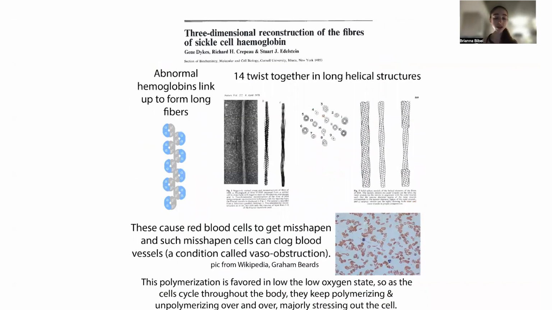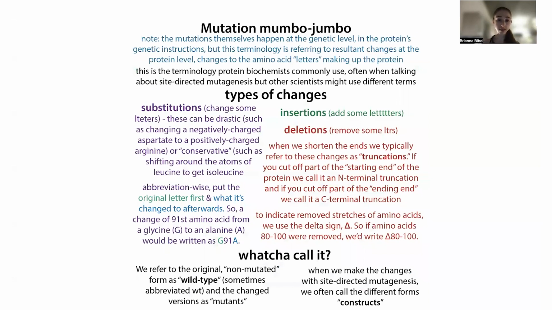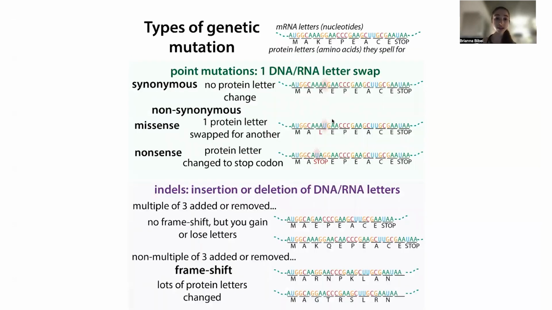But the mutation itself was happening in the DNA, but it was causing a change in the protein. And so we call this type of change a substitution. So you're actually changing one amino acid for another amino acid.